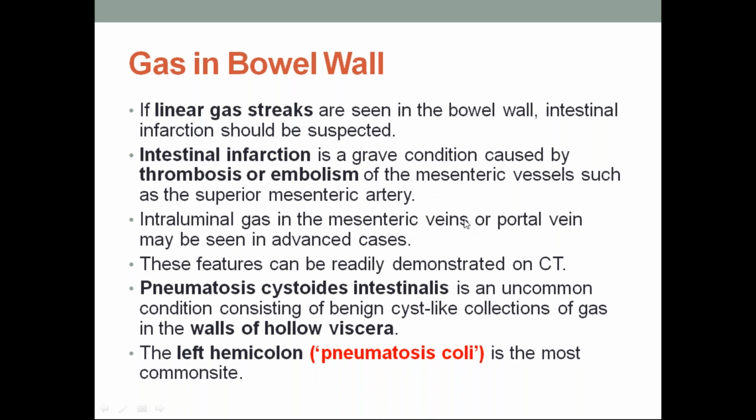Intraluminal gas in the mesenteric veins or portal vein may be seen in advanced cases. These features can be readily demonstrated on CT. To look for gas in the mesenteric veins and portal veins, we have to go for CT. It is not possible on an abdominal radiograph.